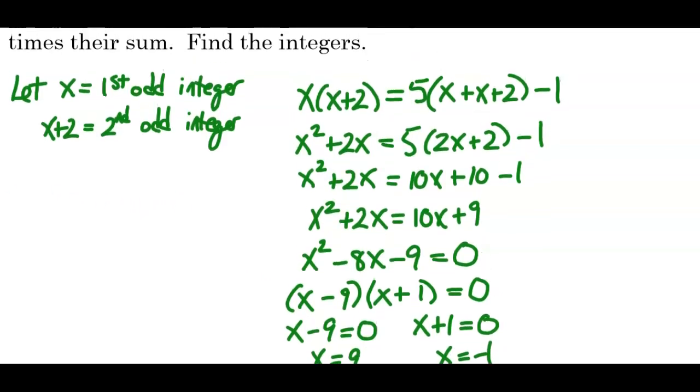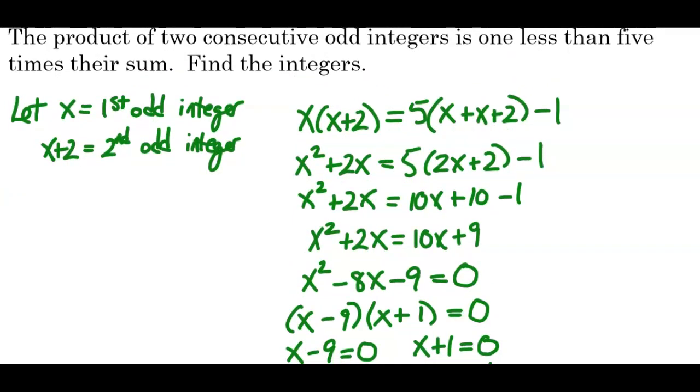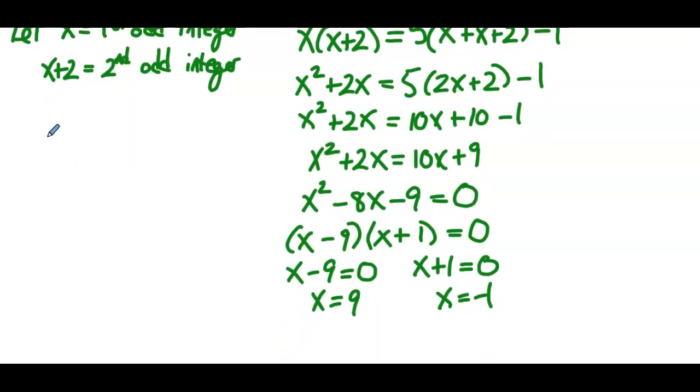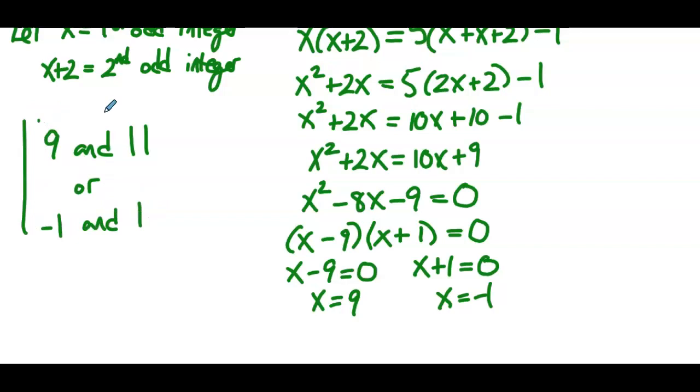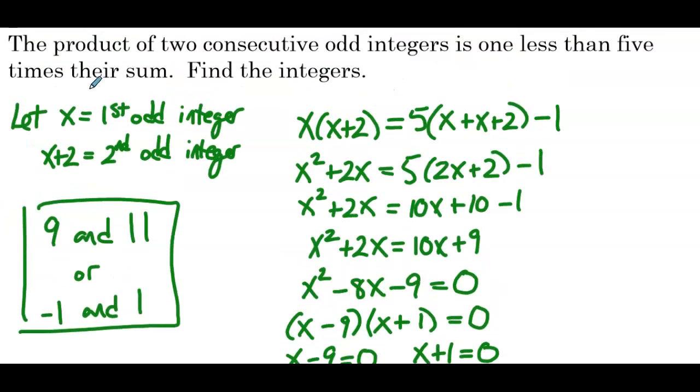Now what does this mean? Well, this means there's two sets of integers that would make this problem true. Okay, so we have either 9 and 11 or negative 1 and positive 1. Okay, so we have two sets of odd integers whose product is 1 less than 5 times their sum. Okay, and you can check these by plugging them in.